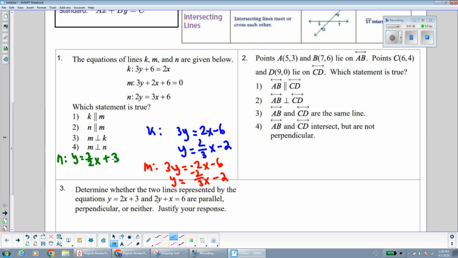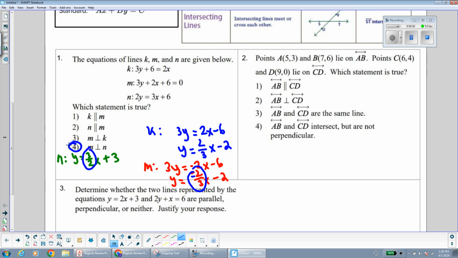Now, answer choices 3 and 4 talk about perpendicular lines. Perpendicular lines need to have opposite reciprocal slopes. That means different signs and the fraction is flipped over. So 3 over 2 and negative 2 over 3 with the negative are opposite reciprocals of each other. So n and m are the ones that are perpendicular. So that's answer choice number 4.